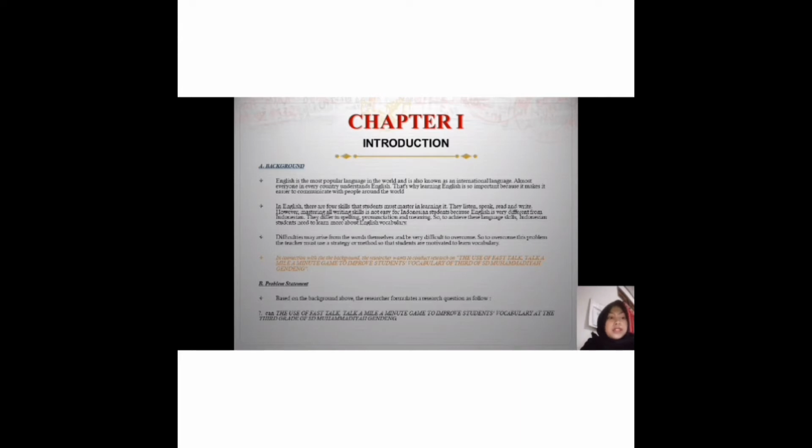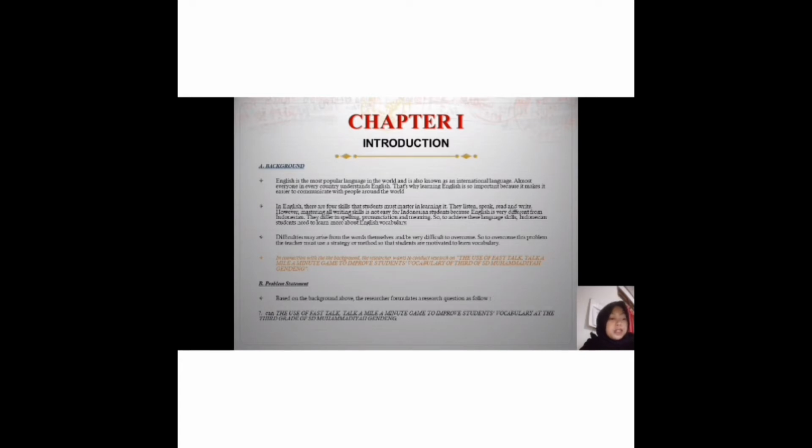However, mastering all language skills is not easy for Indonesian students because English is very different from Indonesian. They differ in spelling, pronunciation, and also meaning. So, to achieve these language skills, Indonesian students need to learn more about English vocabulary. Difficulties may arise from the words themselves and can be very difficult to overcome. So to overcome this problem, the teacher must use a strategy or method so that students are motivated to learn vocabulary.